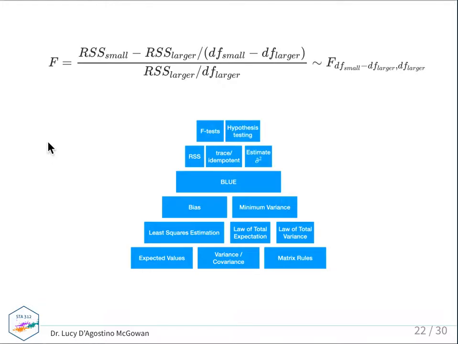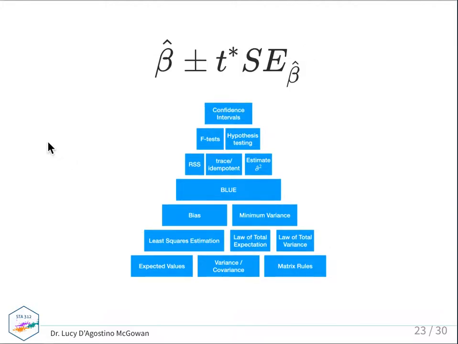And finally, we got to hypothesis testing, and so we were able to do hypothesis testing with these f-tests and also with confidence intervals. We were able to derive how you could calculate a confidence interval for beta hat using that variance estimator that we had estimated previously. The square root of that is the standard error, and this is t distributed, and so we could use the t statistic to help us with hypothesis testing, and also use that t star value to estimate the confidence interval itself.